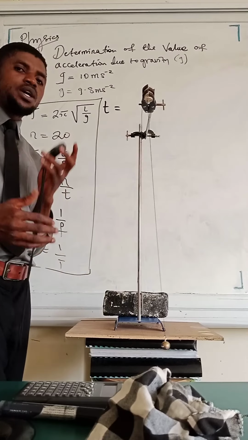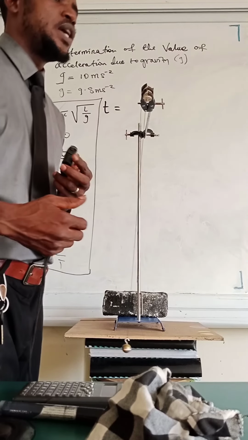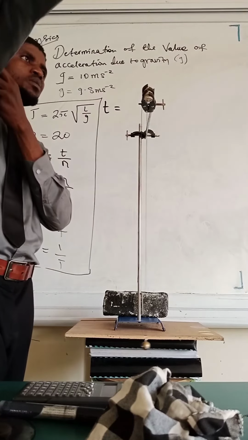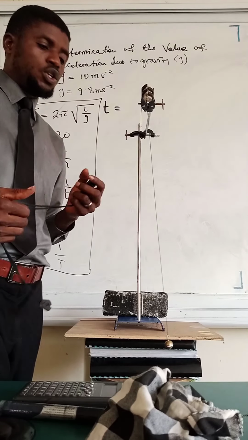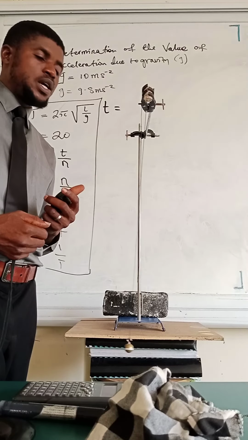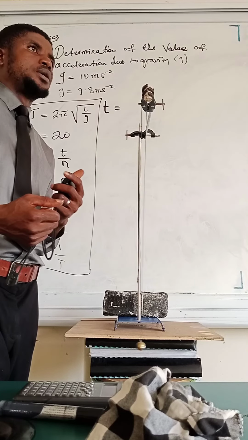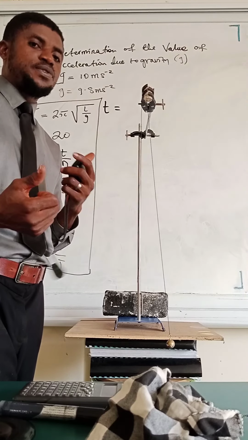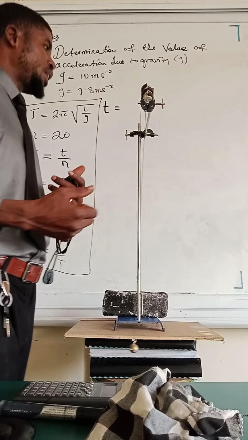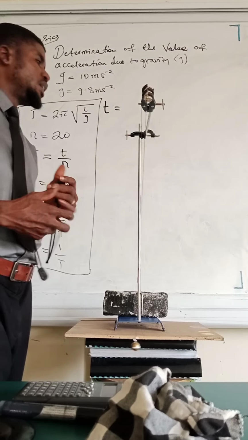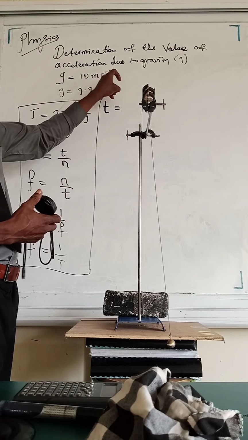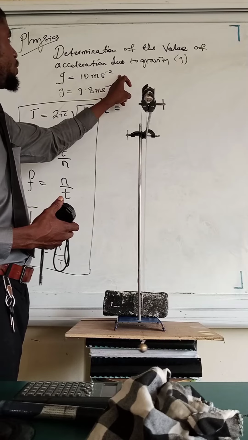For us to get an accurate reading in this experiment as well, we need to close all the air sources to avoid air interference. If we don't take consideration of all these factors, by the end of the day, we are not going to get the value of G as predicted on the board here.